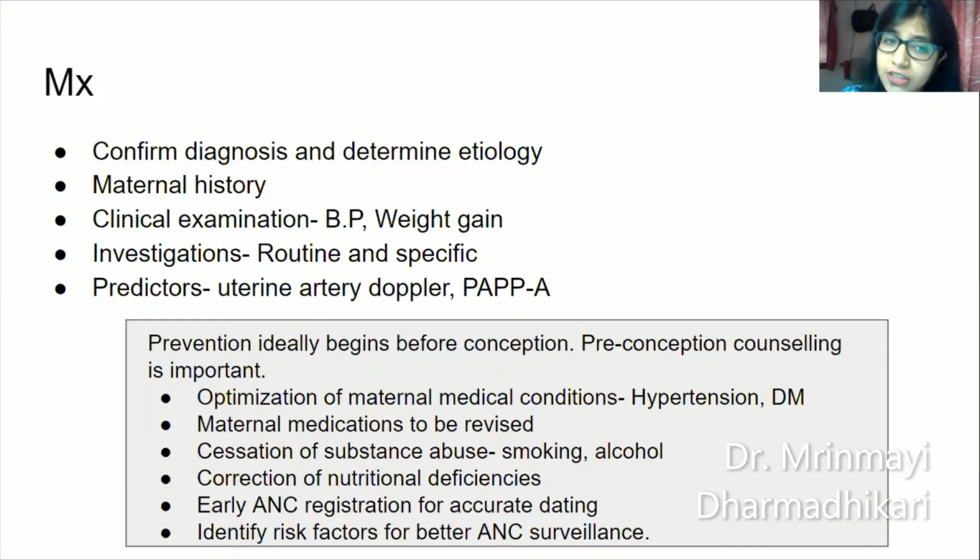Investigations, routine investigation, that is your routine ANC profile, as well as specific investigations. Now, specific investigations include, for example, a patient suffering from nephropathy, you would want to do a renal function test. In diabetes mellitus, you will also ask for liver function test along with renal function test. In cases of APLA syndrome, for example, if she has early onset severe hypertension, history of previous recurrent miscarriages, you might want to get her tested for an APLA profile.